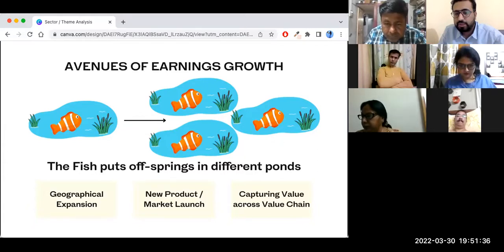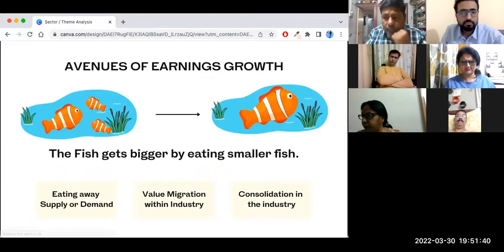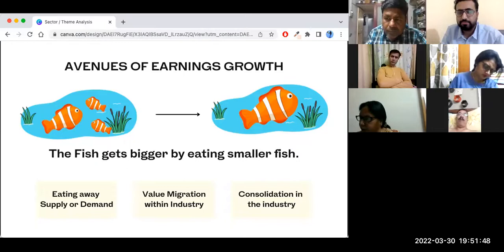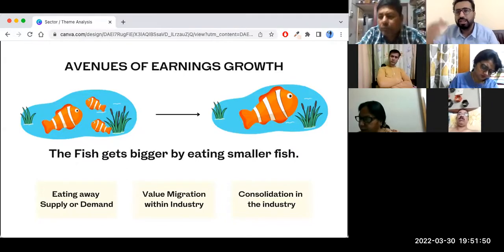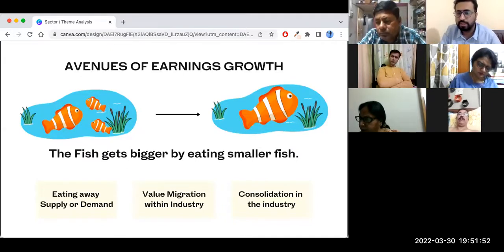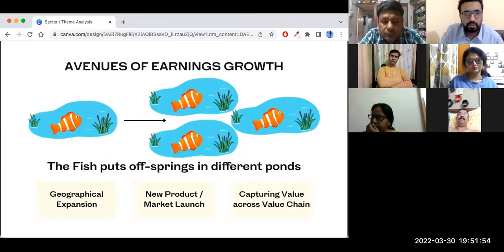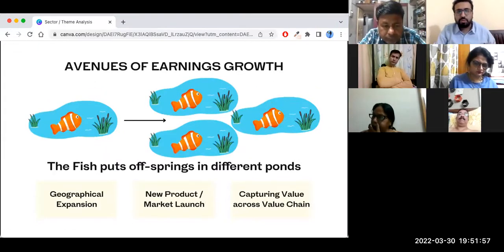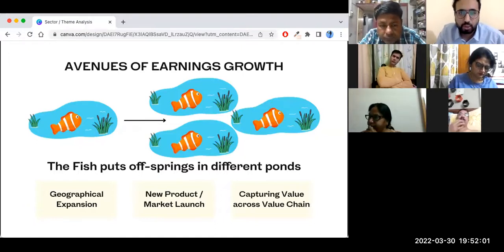Shashank says mergers and acquisitions are part of it. Eating away supply and demand is actually an example of merger and acquisition. If you acquire a company, you eat away that demand as well, whatever the company has. The fish puts offsprings in different ponds. That's the third way a company can grow in relation with the sector.